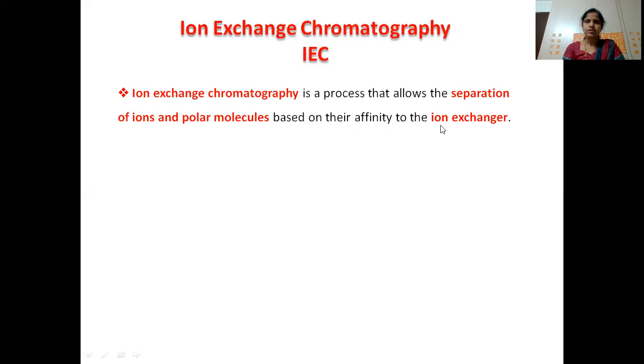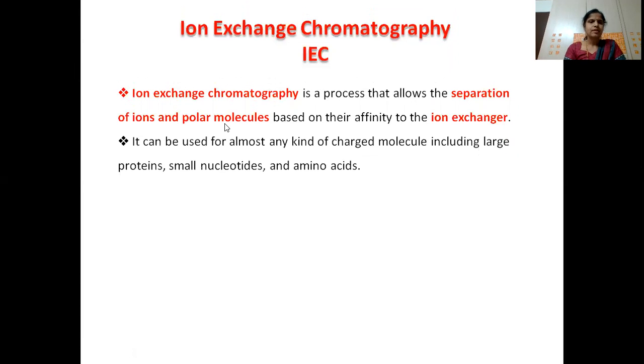Now this ion exchanger will have charges present on it. Those charged ions will be exchanged with that of the sample ions. So mainly this technique is used for the separation of ions and polar molecules. Mainly it is used for separation of proteins, nucleotides and amino acids. All these are biological fluids which are present in the body, and they can be easily separated by ion exchange chromatography because they are charged compounds also.